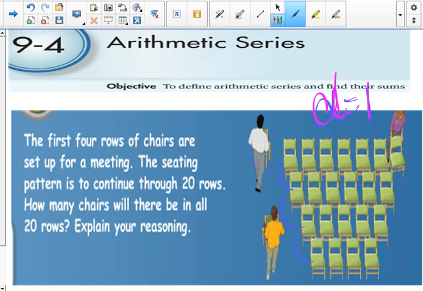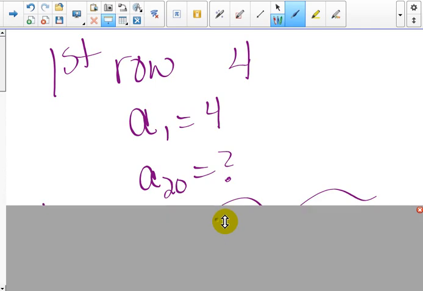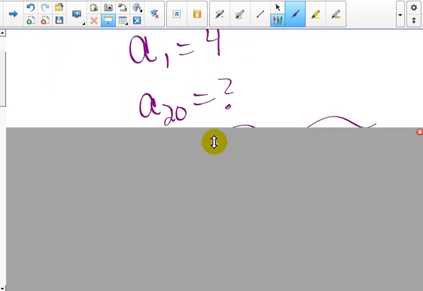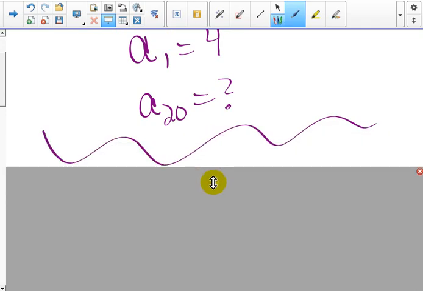From row to row, we're just adding 1, plus 1, plus 1. So that's our common difference, right? So how many chairs will there be in the 20th row? Well, for that, because this is a mathematical or arithmetic sequence, we know that we can use the explicit formula. So to find the 20th row and then to get the total, we have to add all the rows together. Okay, but first we're going to find the 20th row.